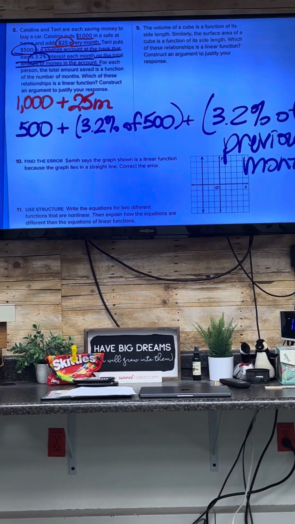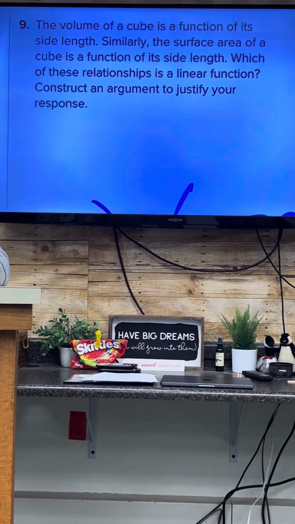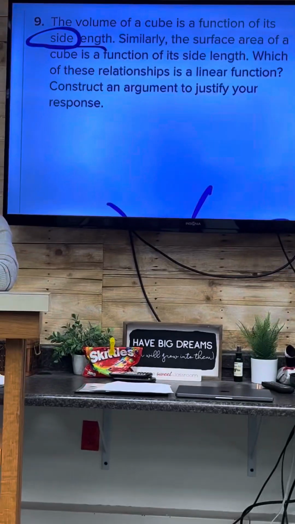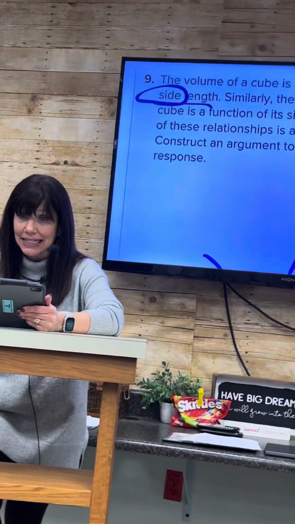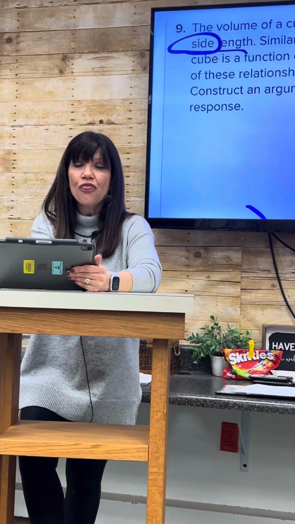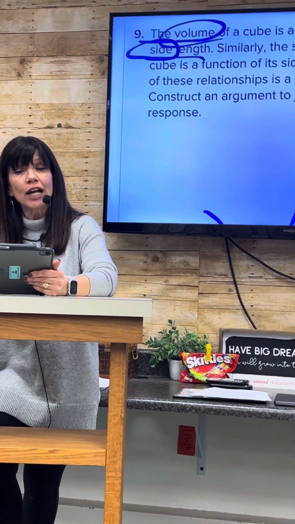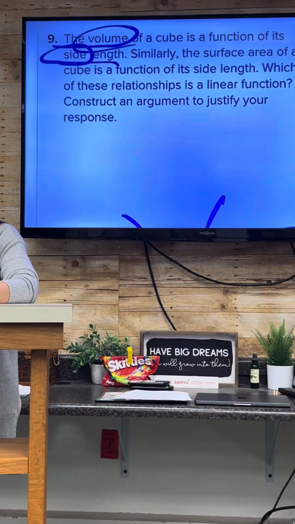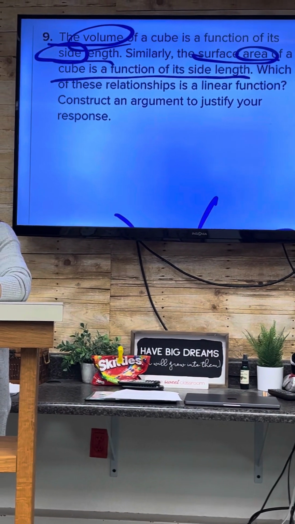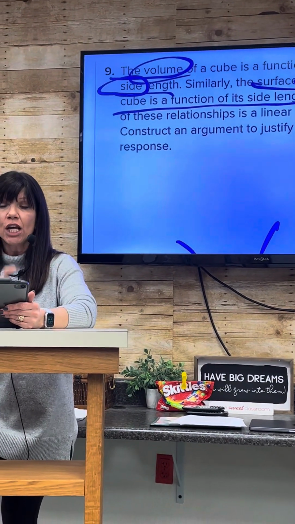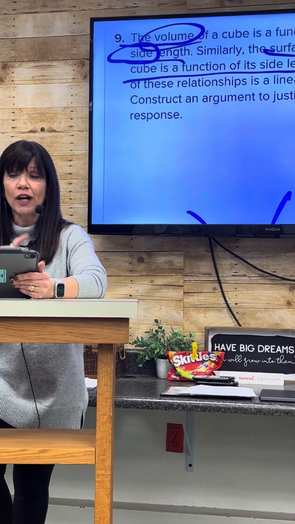Okay, last one, number 9. Volume of a cube is a function of its what? Side length. Is a side length a linear function? Yes. But it says the volume of a cube. So similarly, the surface area of a cube is a function of its side length. Surface area is a function of its side length. Which of these relationships is a linear function? Construct an argument to justify your response.